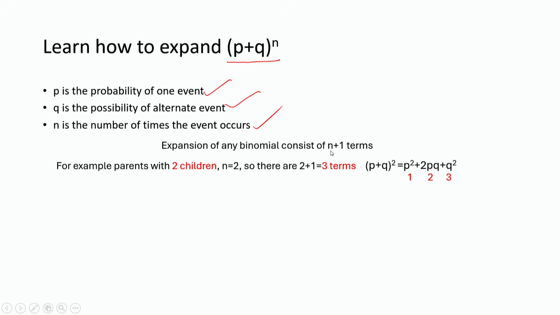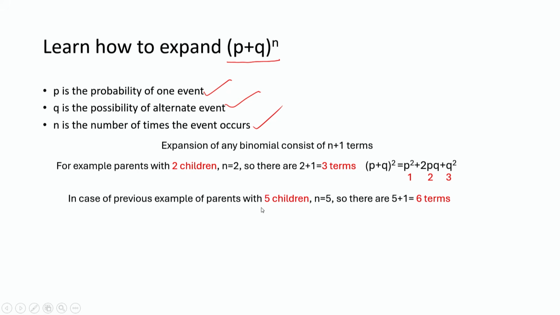So how many terms are going to be there? How do we know that? To expand the binomial, we take n plus 1, which is the number of terms that we are going to get. So for example, if there are 2 children, n is equal to 2, (a plus b) whole square. How many terms are we going to get? 2 plus 1 is equal to 3, meaning a square, 2ab, b square, or p square, 2pq, q square. So do remember one thing, that these individual terms have a position. We'll talk about it. So now let's take the example that we have, that the parents have 5 children.